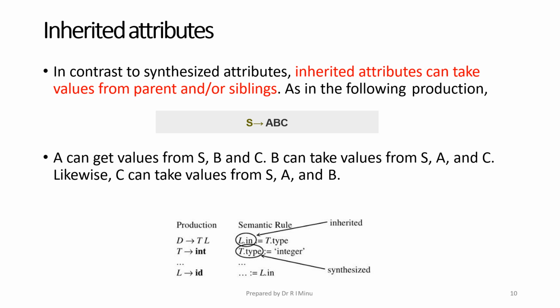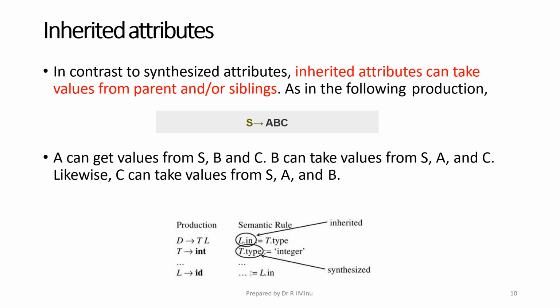There is one example here. See this production: D tends to TL. This is a simple type SDD, SDD for simple type declarations. So D is a declaration, T is a type, L is a list of identifiers. Here T represents either integer or floating point, and L represents identifiers.